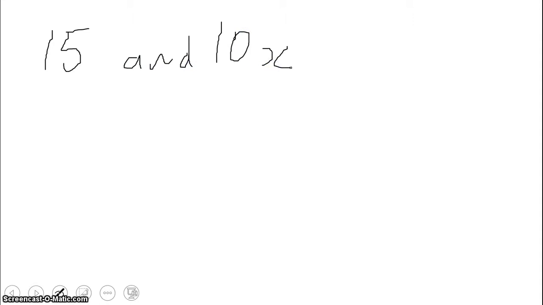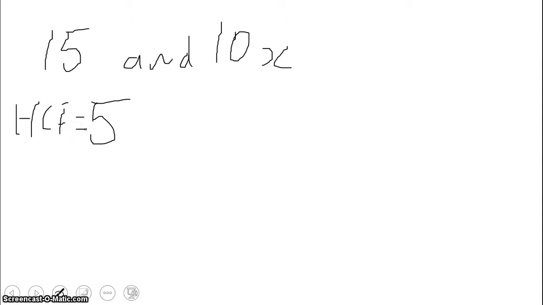Now, interestingly enough, we can also have algebraic factors. So if, for example, we had 15 and 10x, as we do in question 6, to find our highest common factor, we need to work out what numbers go into 15 and 10. So the highest number that goes into both of them, we can divide them both by 5. So the highest common factor is 5. We call this the HCF.